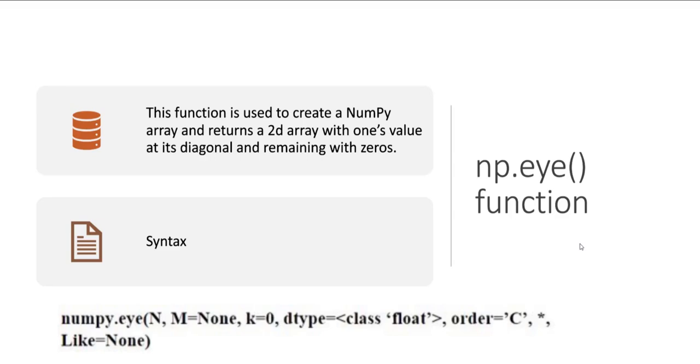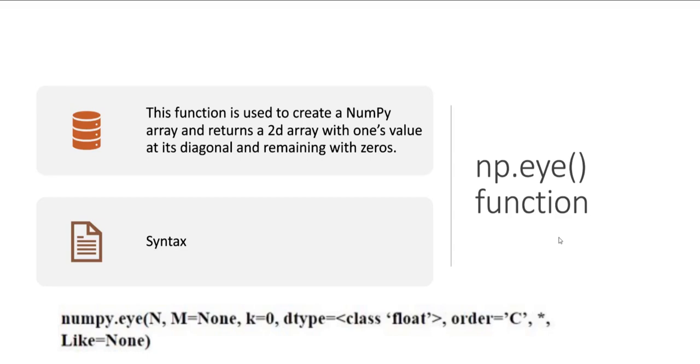Now we will learn the next method of array creation, that is the np.eye function. Basically this function is used to create an array and it will return a 2-dimension array with ones on the diagonal and the remaining elements will be zeros. So here is the syntax of the np.eye function. np.eye is the function name and the very first parameter is capital N.